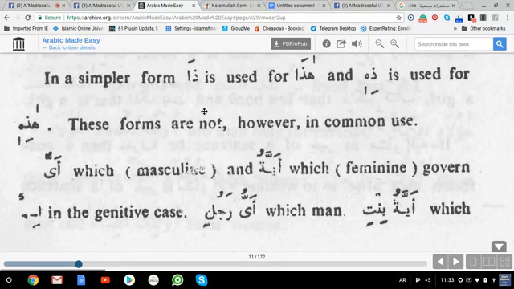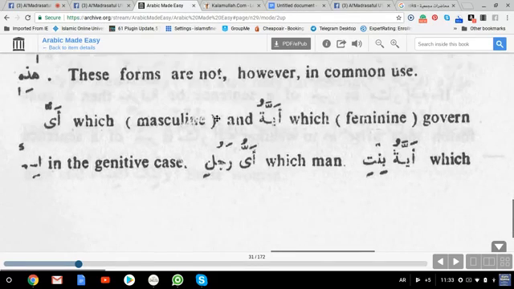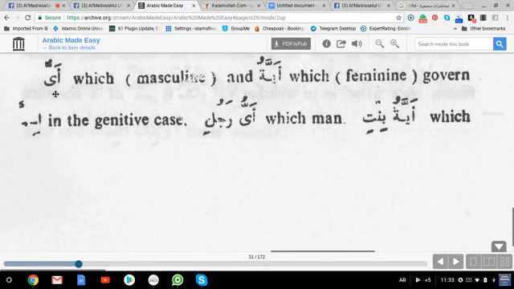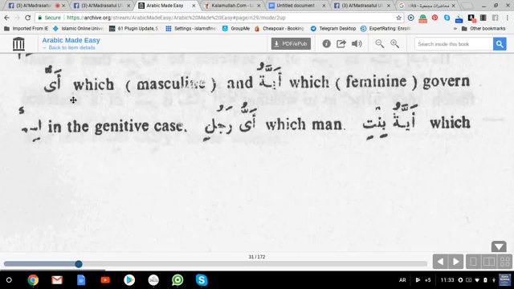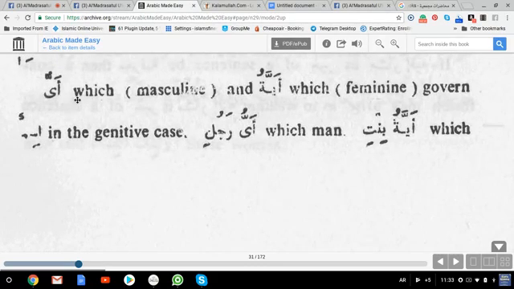These forms are not, however, in common use. They are commonly used. I don't know what he's talking about. Some of the English is wrong. Then you use the word ay, which means ayyun. This right here is not even common in Arabic. I don't know why he's really using it.